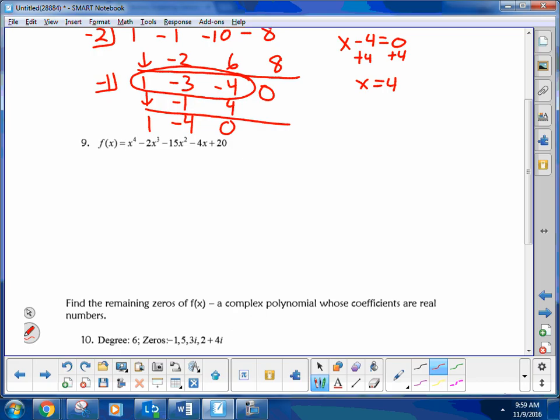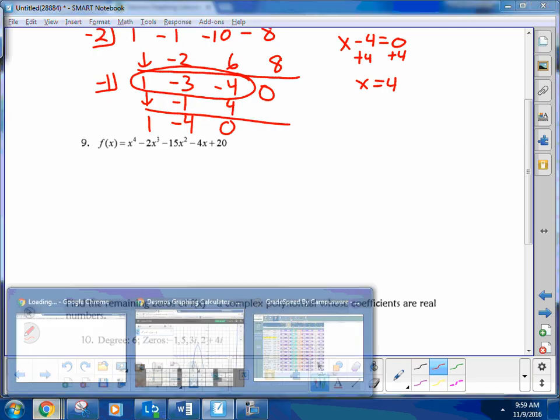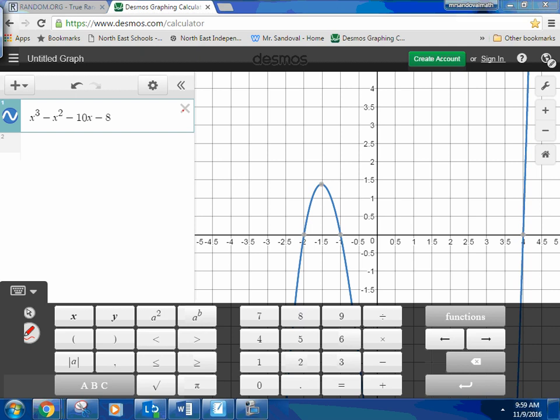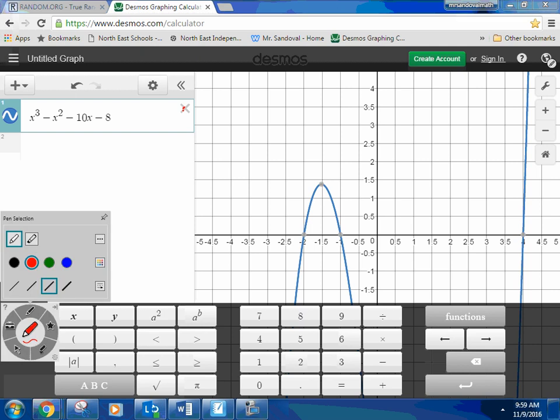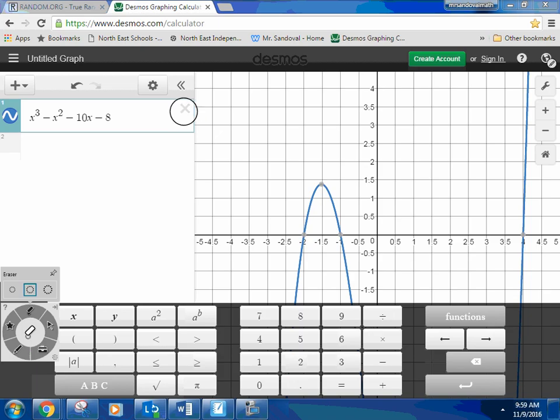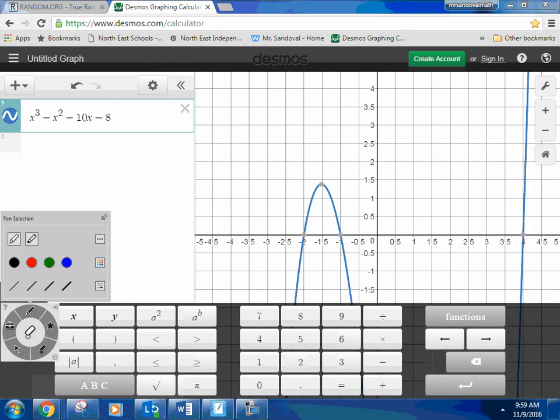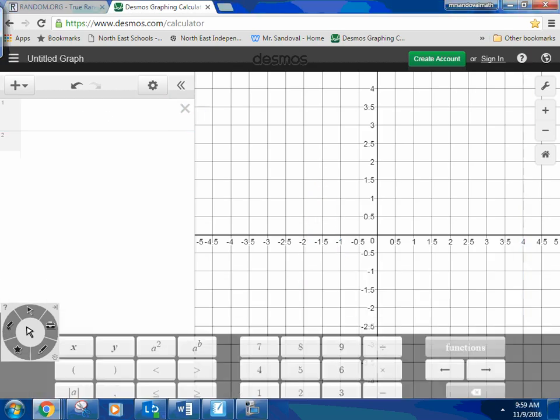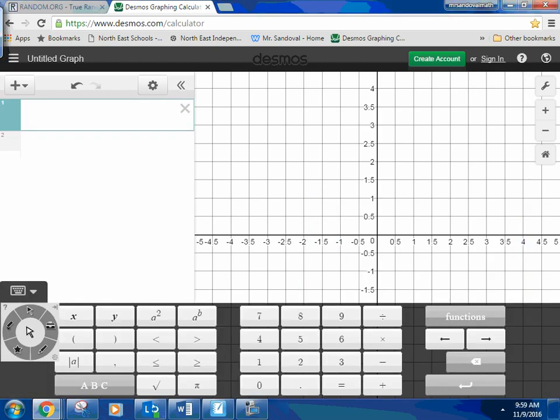All right, so let's do the same thing with this one. Let's go ahead and discover what the solutions are. So let me bring up my graphing calculator. Ooh, this thing's writing. Let's fix that. Okay, I want to be able to select. All right, let's go ahead and now graph this one.